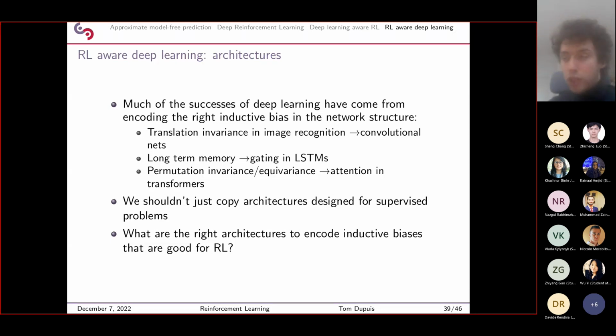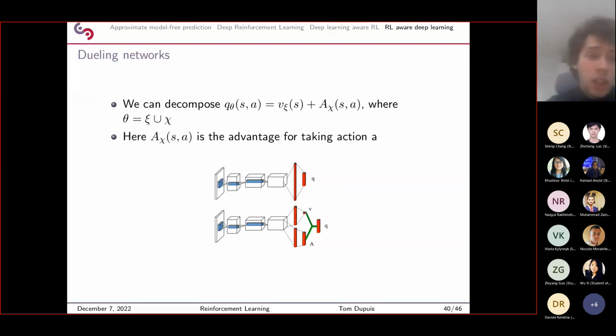So the question is, which architecture should we use? And for example, this dueling architecture is a nice example of a network that is specifically designed for deep reinforcement learning by implementing the inductive biases of RL directly in the network.